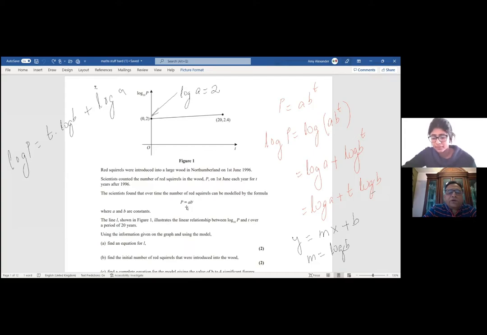Now, find the equation for L. You've done that. Then find the initial number of red squirrels that were introduced into the wood. So log A is equal to 2. So A equals 10 to the power of 2, which is 100.